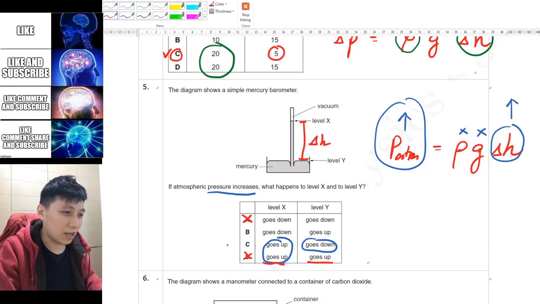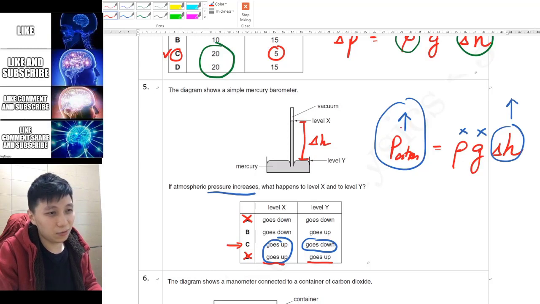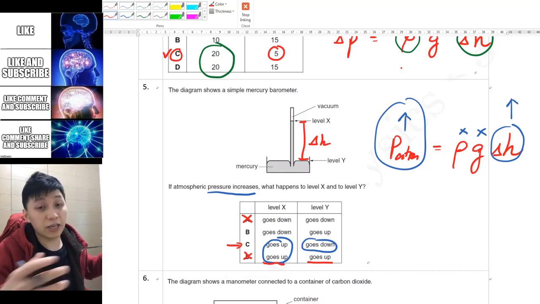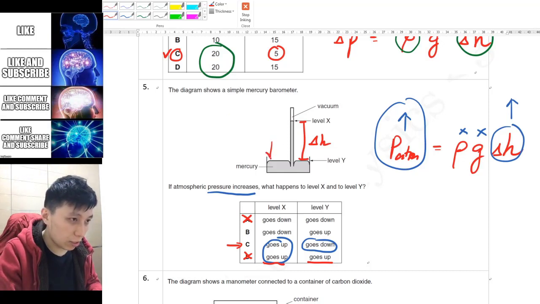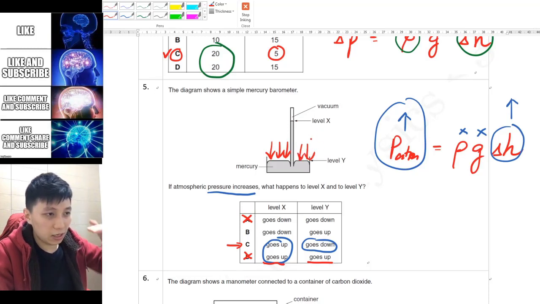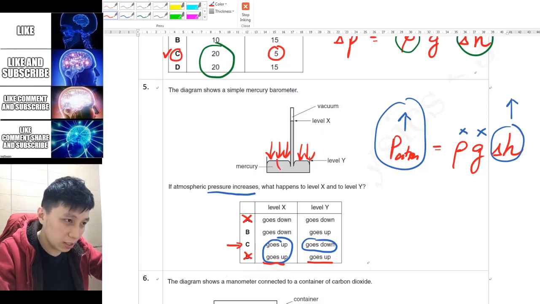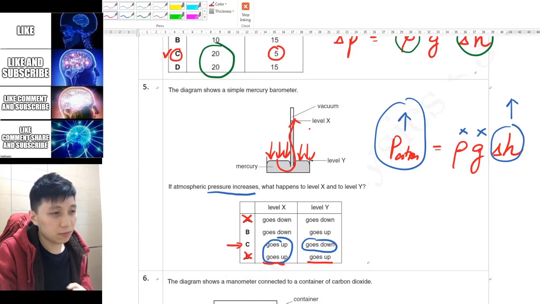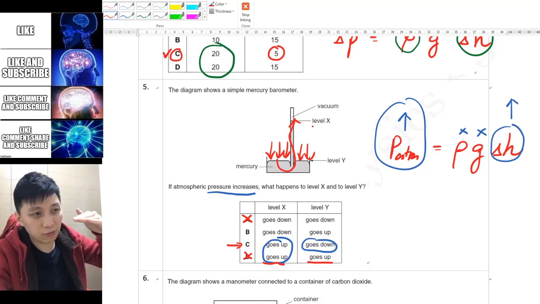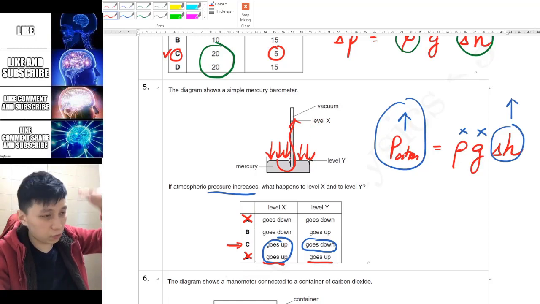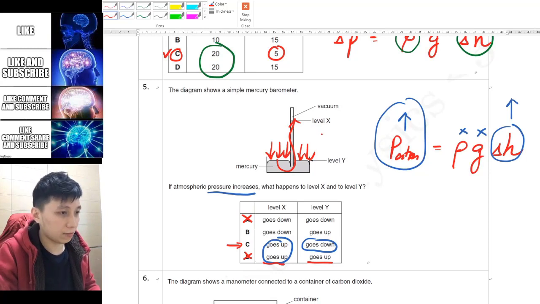So the answer is simply C, since you know atmospheric pressure increases. The other way you can interpret it is, since atmospheric pressure increases, you can imagine there's a greater force pushing on the surface of the liquid in the reservoir, and so pushing this up, and therefore level X will go higher, and of course Y will go lower because it got pushed down.